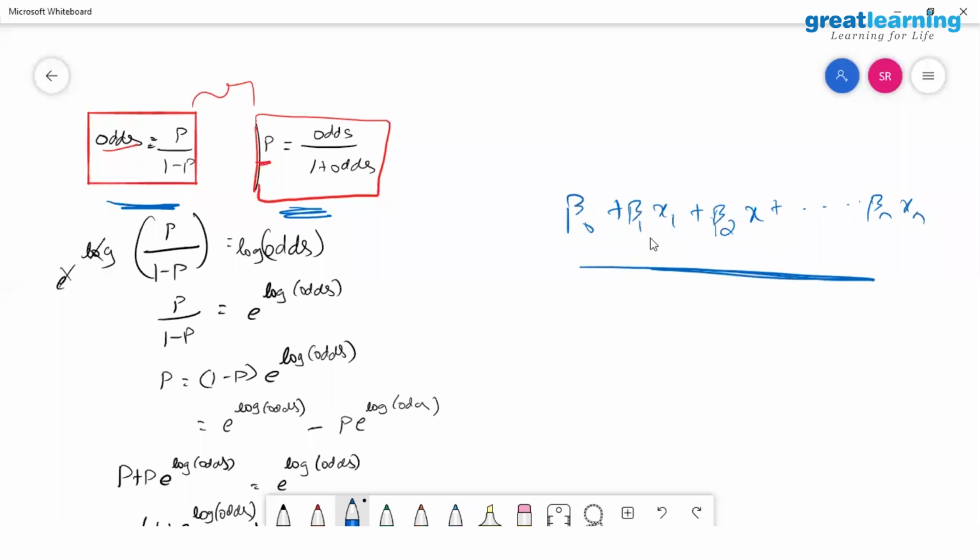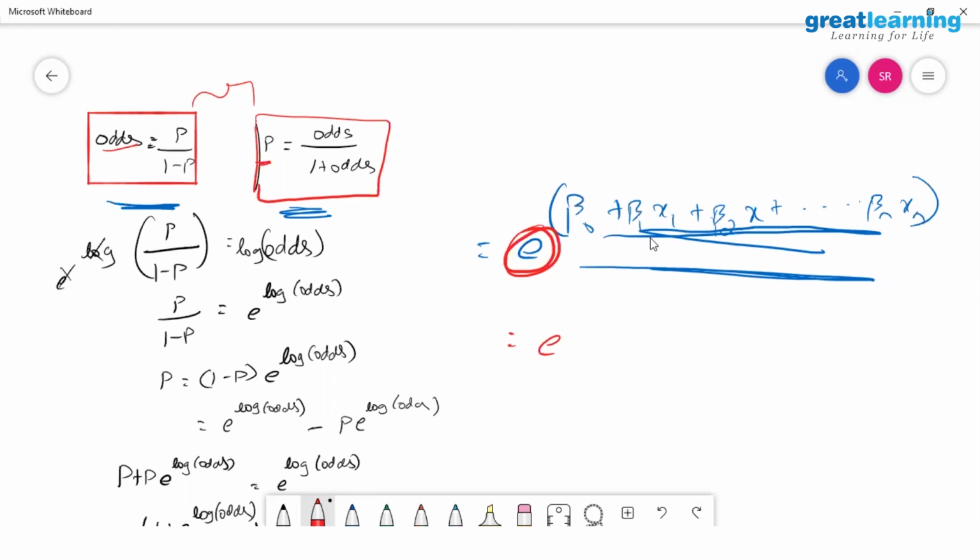So e to the power of this whole thing. Yes, that's what I wanted to mention. So this becomes a linear regression. You have to mention this important term e. E to the power is very much important. E to the power beta naught plus beta 1 x1, whatever you're going to mention, is called the odds. That is odds, right?